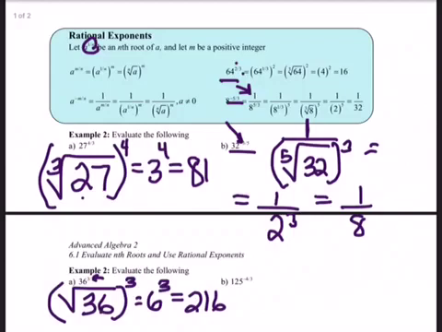You can do these on your calculator. If it's not a perfect root, it'll come out and just simplify the root for you. If you want the decimal answer, you're going to have to hit Control-Enter.